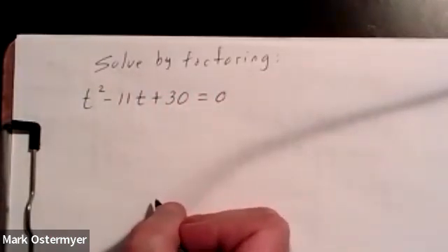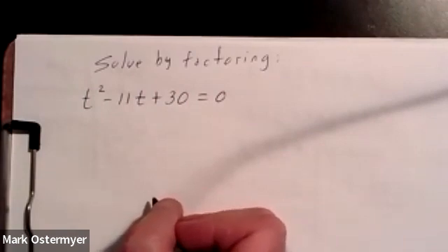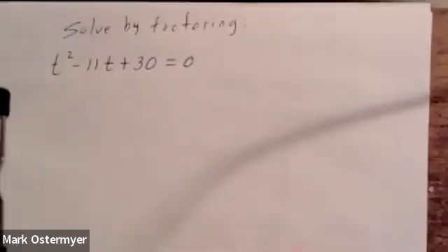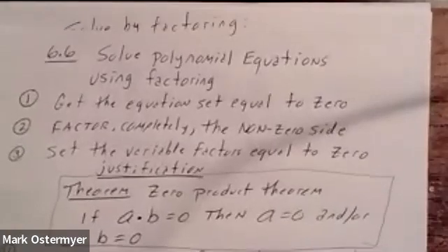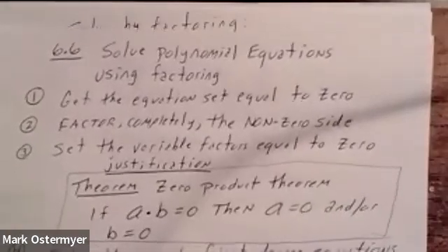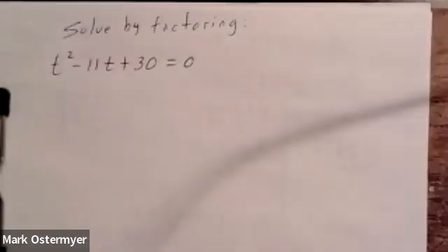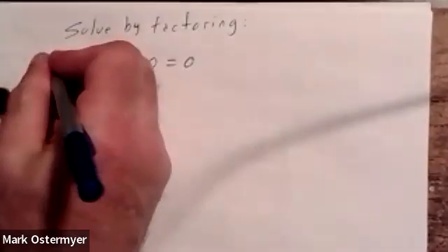All right. So here's a problem here, ladies and gentlemen, and what we want to do is try to solve this equation by factoring. Now, what's the first step? Got to make sure the equation is set equal to 0. Then we got to try to completely factor the non-zero side. So we have to factor this trinomial.